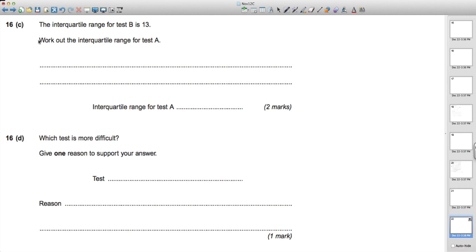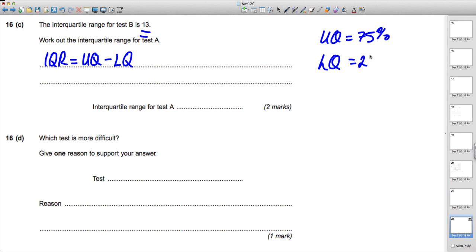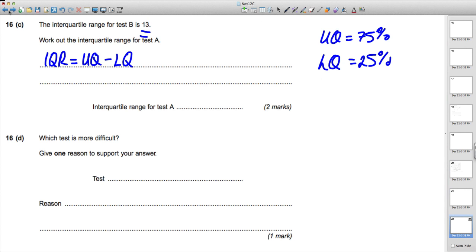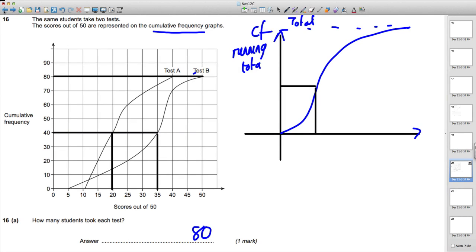Then it says, work out the interquartile range. For test B it is 13. Work out the interquartile range for test A. So the interquartile range is the upper quartile, subtract the lower quartile. The upper quartile, let's remember, happens at 75%, and the lower quartile happens at 25%. It's the top quarter and the bottom quarter. So out of 80, what we're doing here again, sorry, test B with the test A we're working out. Out of 80, the bottom quartile would happen at 25, somewhere like there.